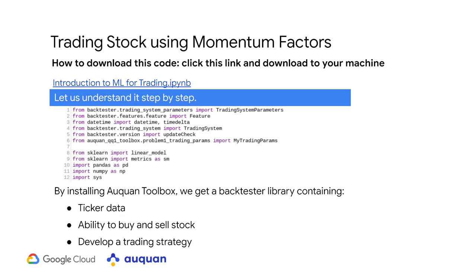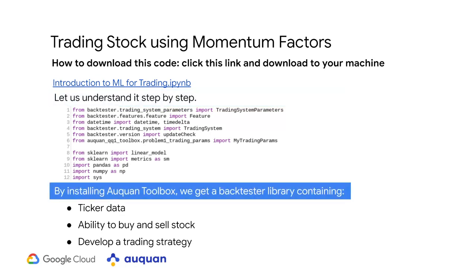We first notice that at the very top of the notebook, it has a bunch of important import statements in Python. By installing Aquan Toolbox, we get their backtester library, which contains almost all the programs we need to trade. The backtester contains ticker data, momentum features we can add to enrich the data, an exchange to buy and sell stock, and a trading system that will implement our trading strategy. We get all of this without writing much code.